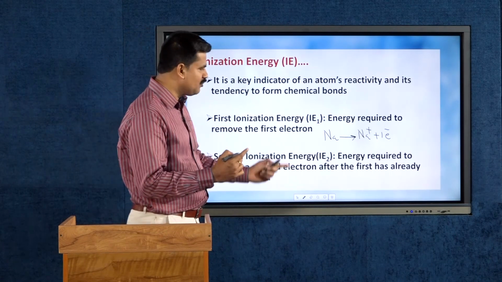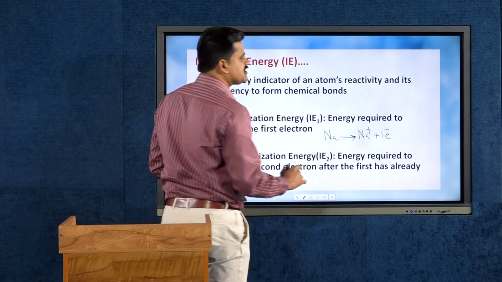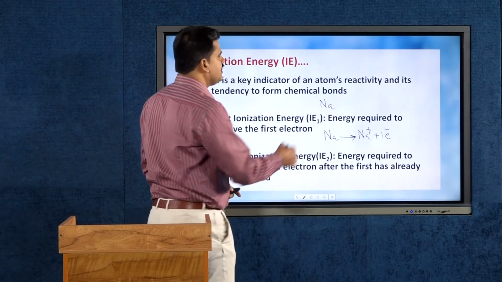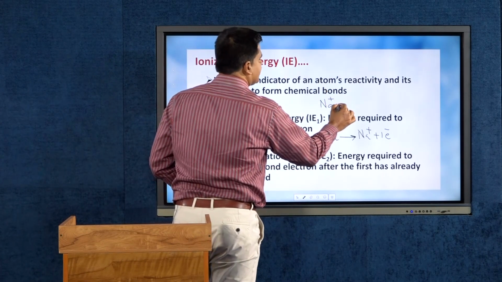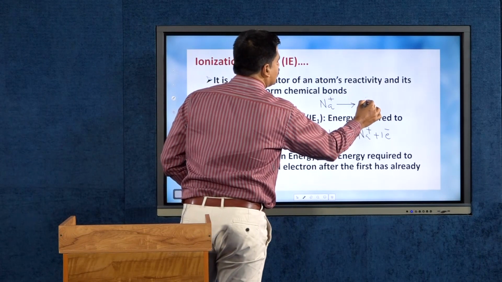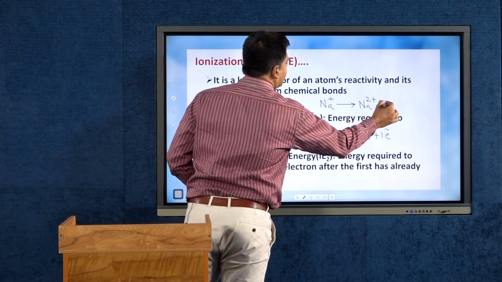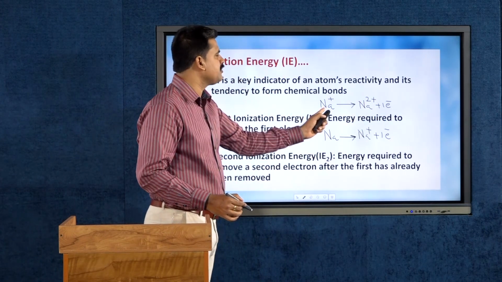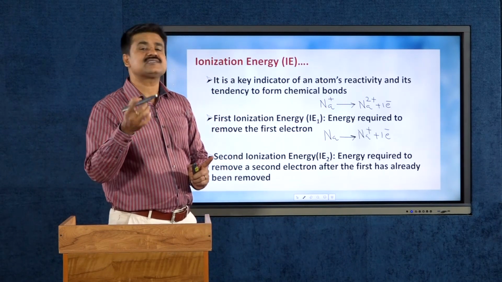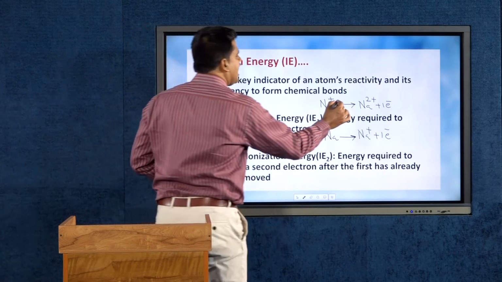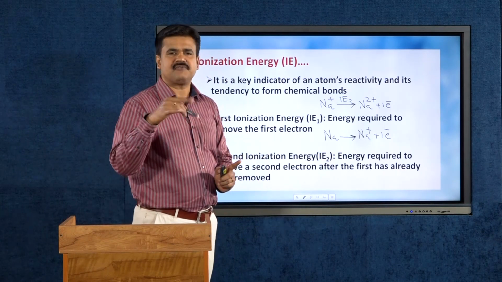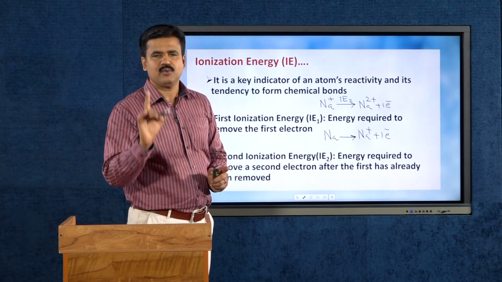Suppose I am removing one more electron from this Na+, then the second ionization energy can be expressed like this: Na+ on further removal of one more electron is converted to Na2+ and one electron. The energy described by this equation is the second ionization energy or IE2. The earlier one represents the first ionization energy or IE1.